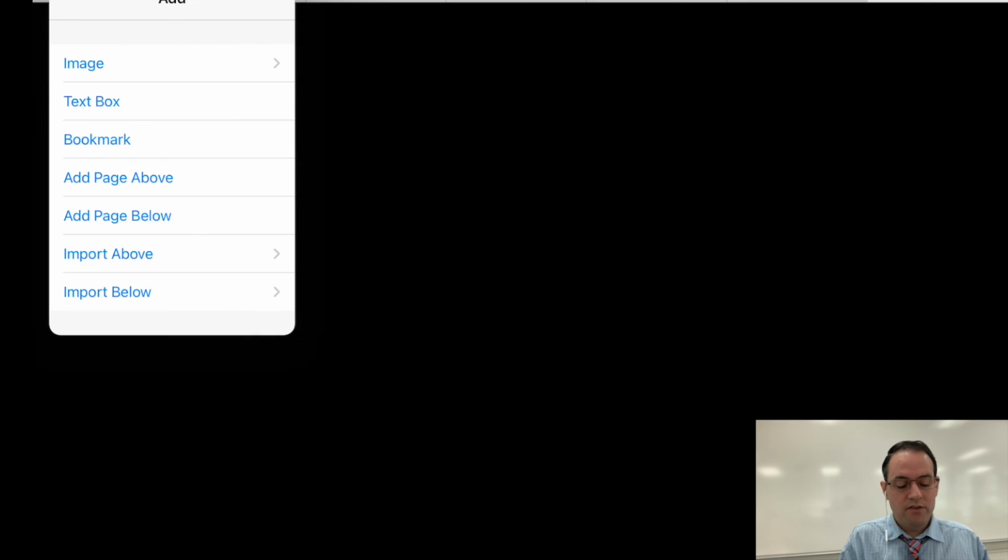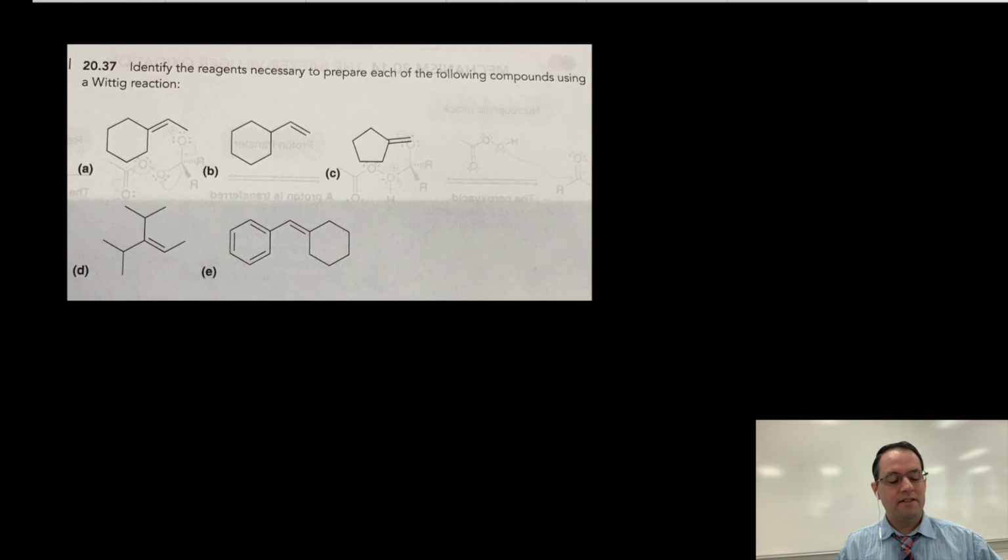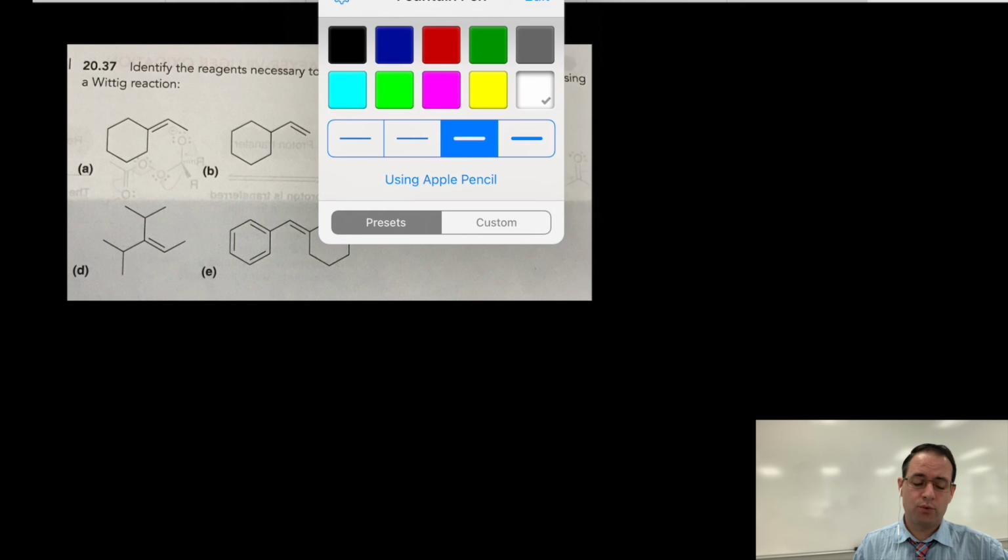So 20.37 is a great practice problem. Let's do that one here. All right, so problem 37 says identify the reagents necessary to prepare each of the following compounds using a Wittig reaction. So again, each one of these problems is going to require 3 steps.